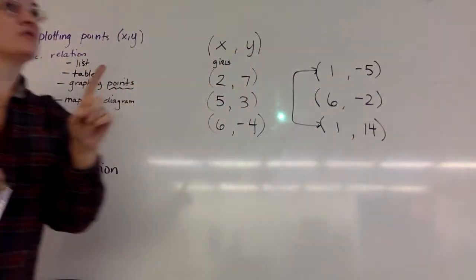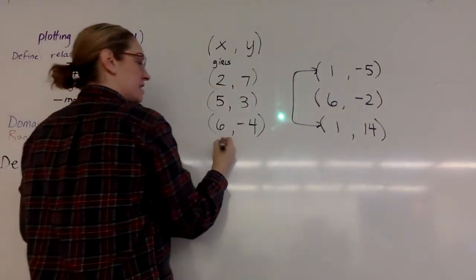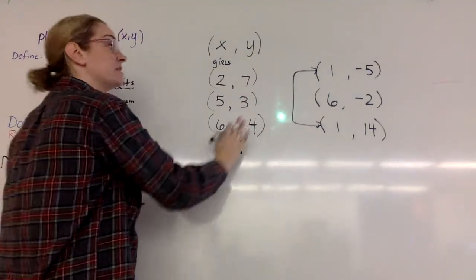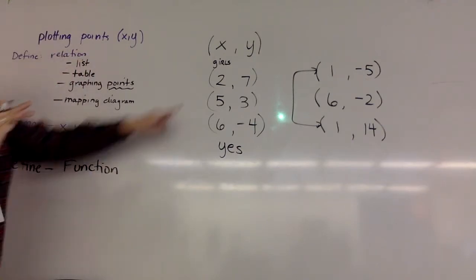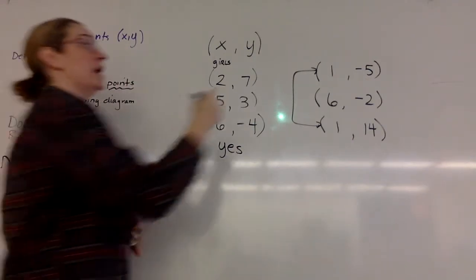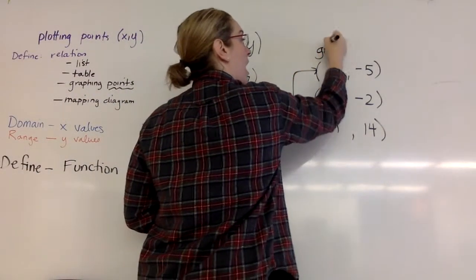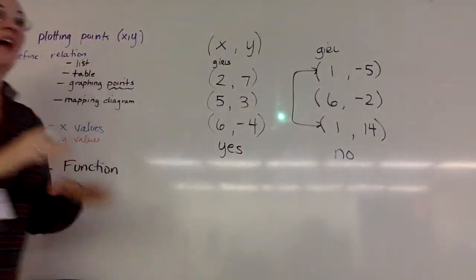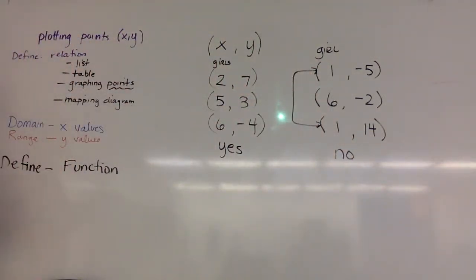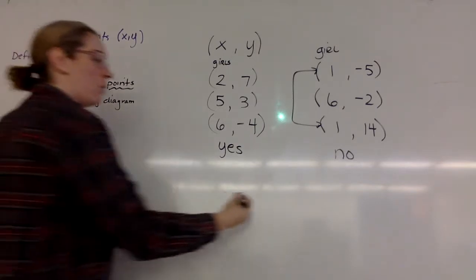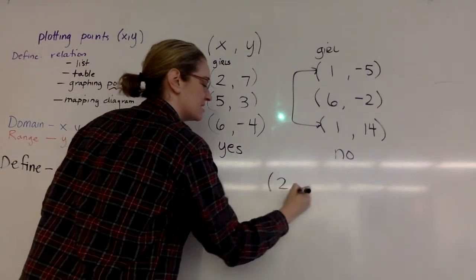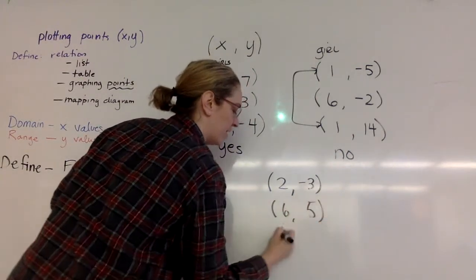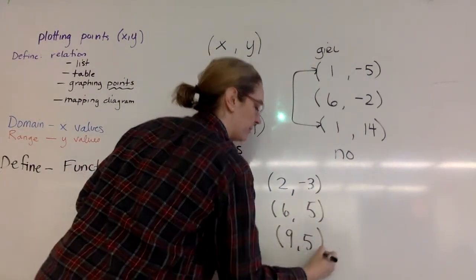Okay? But here's the tricky part. This is a functional relationship. It's a functional relation. I have no girl cheaters. Here, I have 1 that is a cheater. That is not a functional relationship. Okay, well, what about this situation, miss? 2, -3, 6, 5, 9, 5.